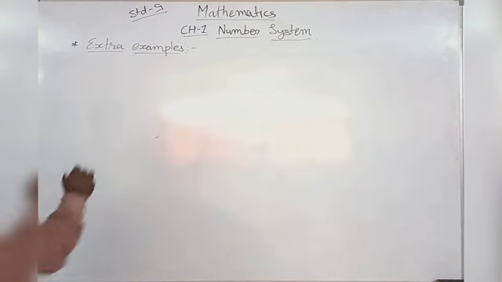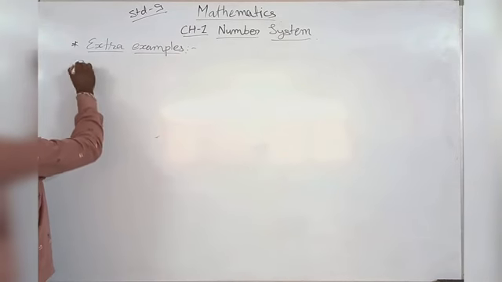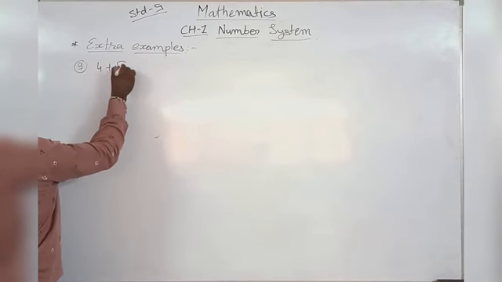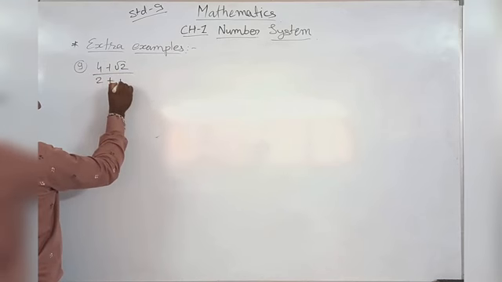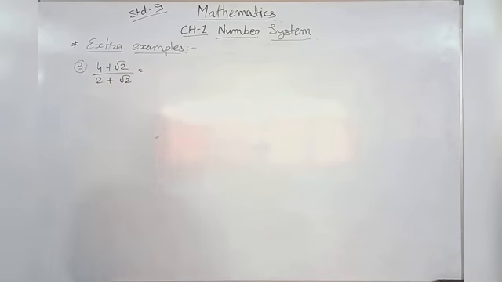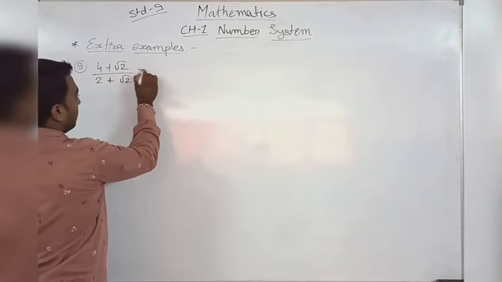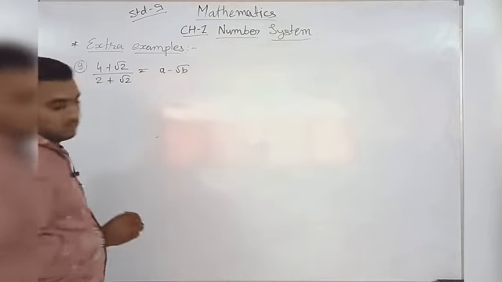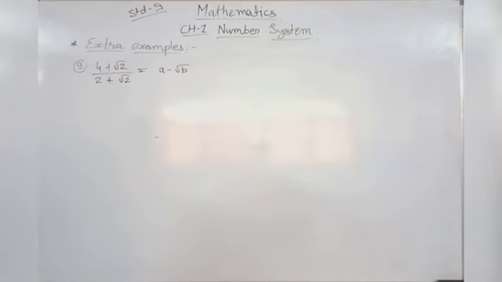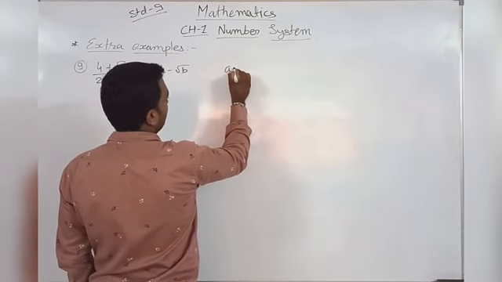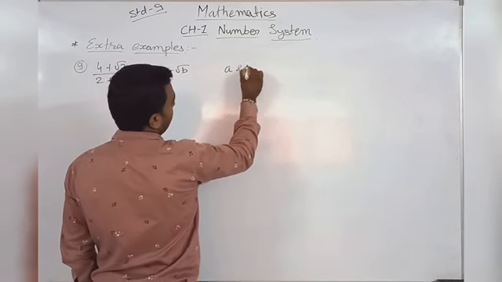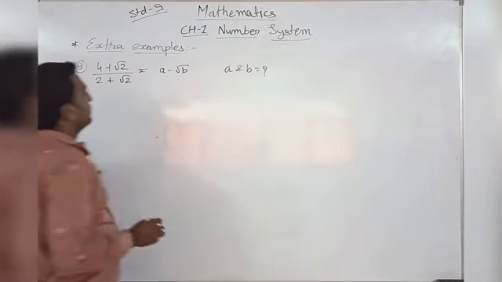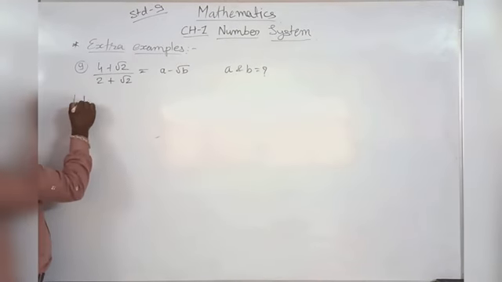(4 plus root 2) upon (2 plus root 2) is equal to a minus root 3. A minus root 3. Then we have to find out a and b. Now first we have to take the LHS.